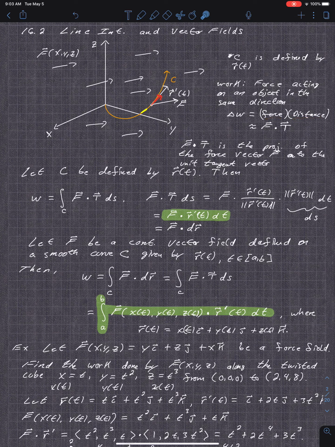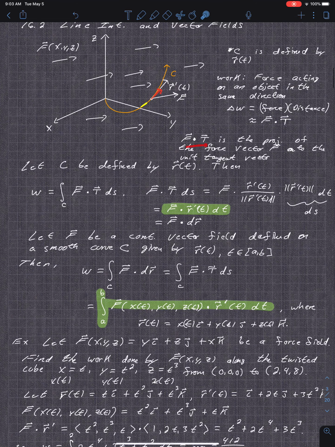So we covered this way back. F dot T is the calculation for work. It's the projection of F onto the unit tangent vector. So F dot T is the projection of the force vector onto the unit tangent vector. All right, so work is defined to be the sum of all of those projections. Everywhere you go, it's the projection on that. So again, this formula is not so easy to work with.